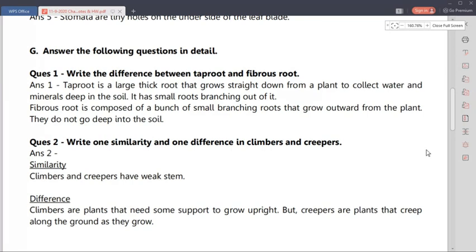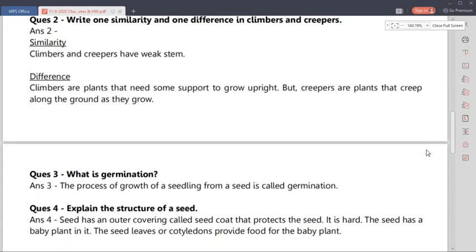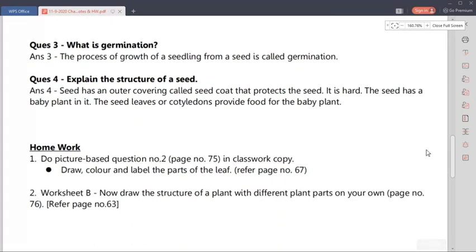Second question is, write one similarity and one difference in climbers and creepers. Similarity is, climbers and creepers have weak stem. Difference is, climbers are plants that need some support to grow upright, but creepers are plants that creep along the ground as they grow. Third question is, what is germination? The process of growth of a seedling from a seed is called germination.